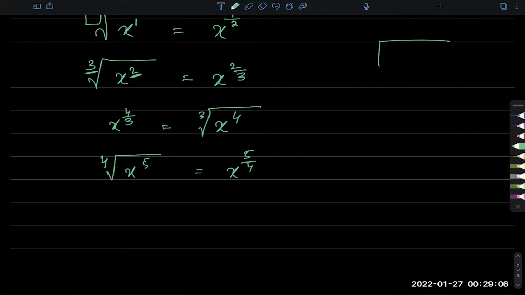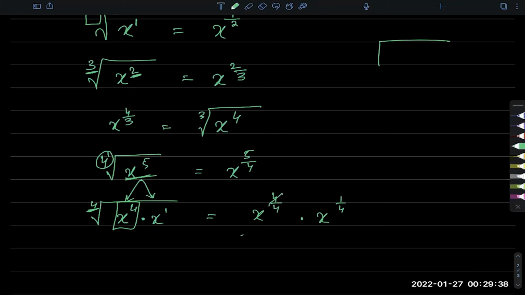Now, here's the thing. X power 5, try to break it down into this. So what's the nearest number to 5 that divides by 4? 4 itself, right? So x power 5 can be broken into x power 4 times x power 1. So now, what does it make? It means I can divide this x power 4 by 4 on the outside. So it's x power 4 over 4 times x power 1 over 4. This becomes x power 1, and that is still x power 1 over 4, which basically means that you can divide surds.